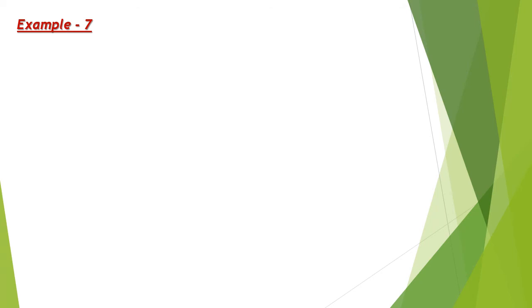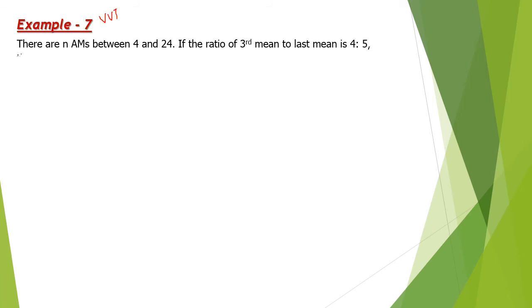Example 7. There are n means between 4 and 24. Now this is a very important question. There are n means, and we have to find the number of terms in the series. Now this n is the number of means. How do we find the number of terms?